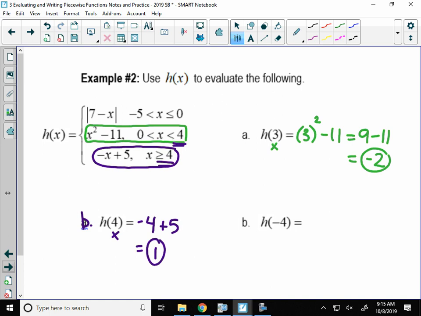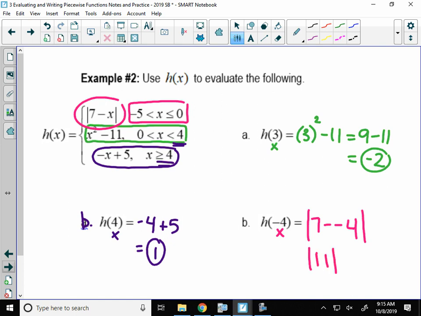And finally, the last part. I have h of -4. That -4 falls in this first domain. It's between -5 and 0. So I'm going to use this absolute value equation. I'll have the absolute value of 7 minus -4. That will give me the absolute value of 11, which is 11.